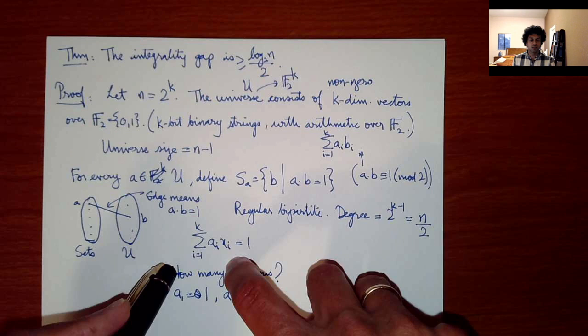Everything sits in k dimensions, but that's all the points. When you put a linear constraint and you're looking at all the ones that satisfy that linear constraint, it's one dimension lower. And when you reduce the dimension by 1, you get 2 to the k minus 1 points. So the degree is n over 2. Okay, this is important because the degree is n over 2.